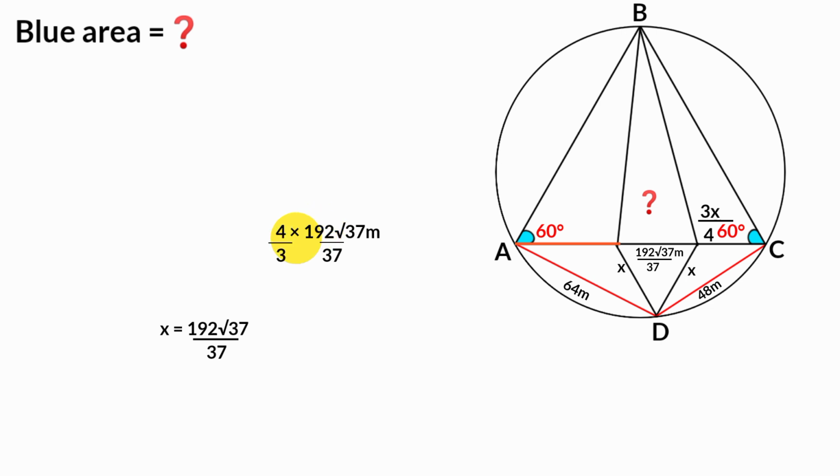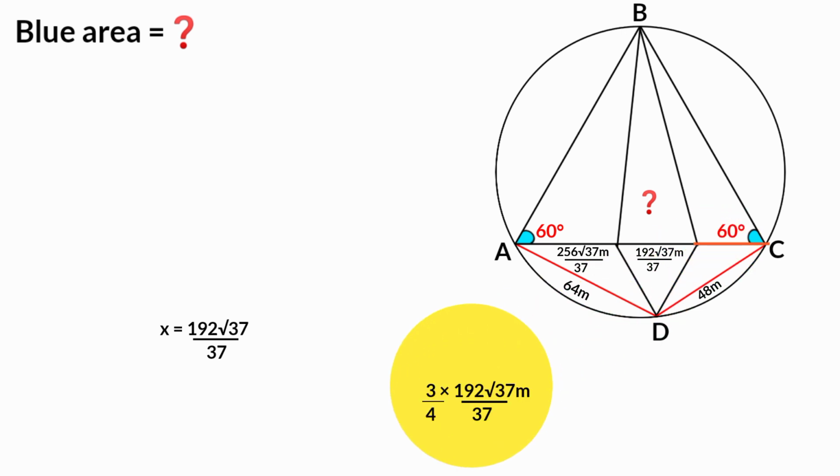This 192 divided by this 3 is 64. 4 times 64 is 256. So it is 256 root 37 meters over 37. Substitute here, it is 3 over 4 times 192 root 37 over 37 meters. This 192 divided by this 4 is 48. 3 times 48 is 144. So the length is 144 root 37 meters over 37.